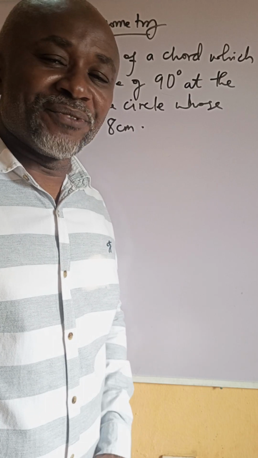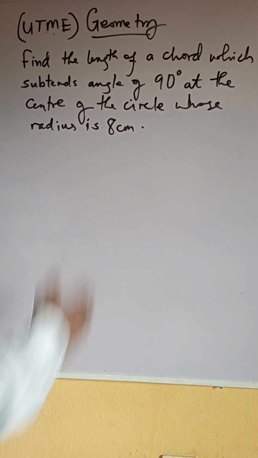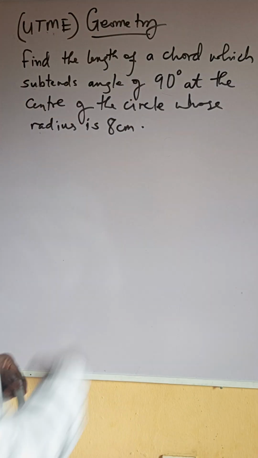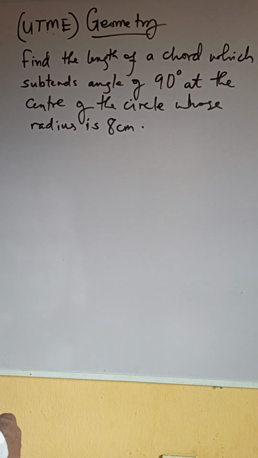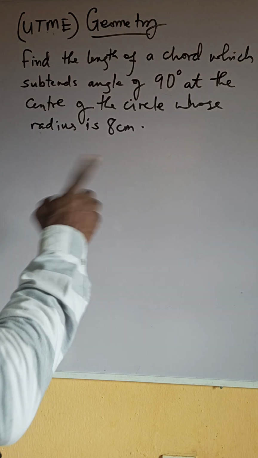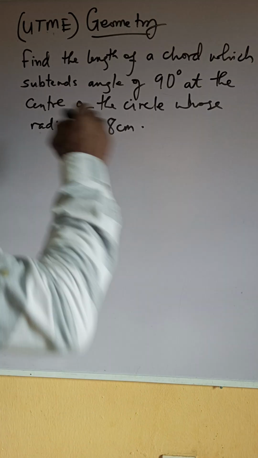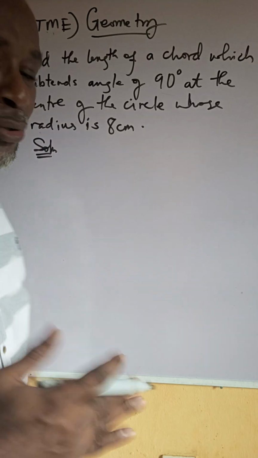If you're a good student of geometry, this post UTME examination question on geometry shouldn't take you more than 4 minutes to solve. All right, so let's look at it. Find the length of a chord which subtends an angle of 90 degrees at the center of the circle, whose radius is 8 centimeters. A question of this nature, you cannot solve it without doing a sketch.